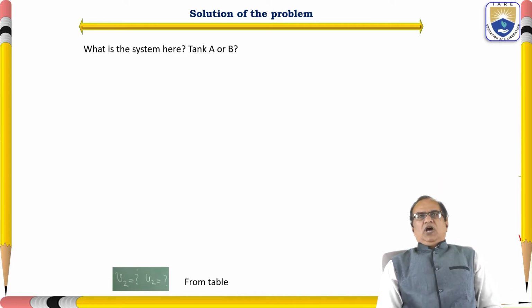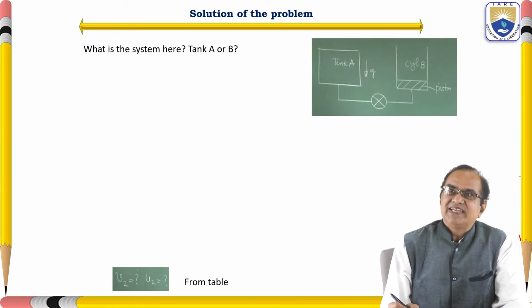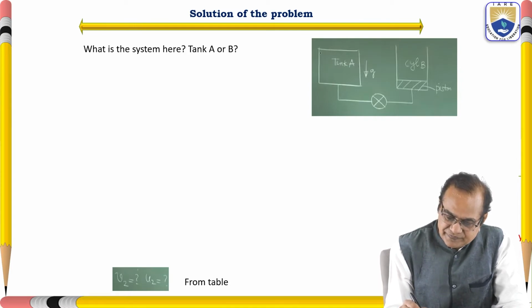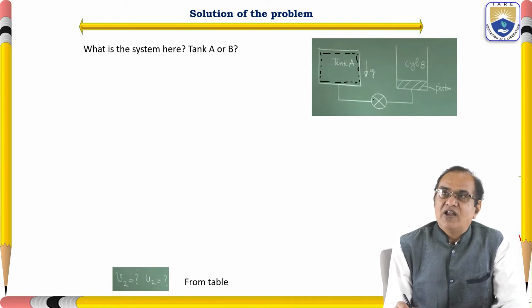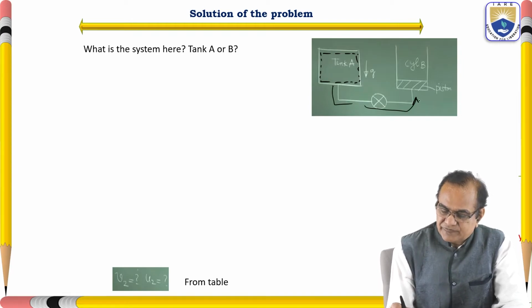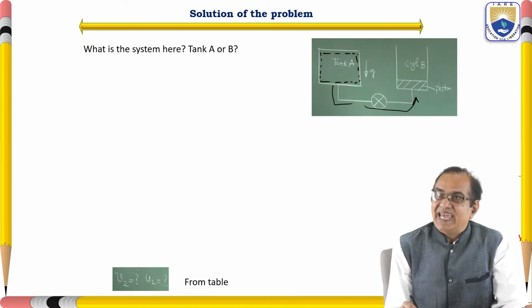So here, what is the system here? Tank A or the tank B? So this you can see here. If I give the argument that tank A is a system, then once I open this valve, the refrigerant will go from here to here. Then mass will not remain constant. So we cannot take A as a system.